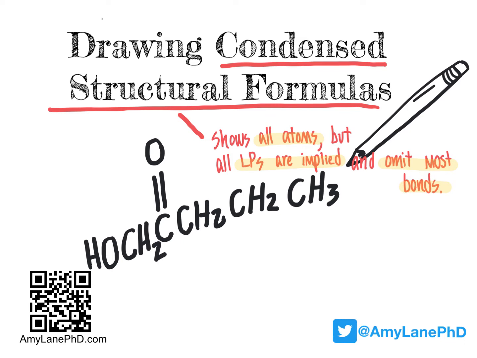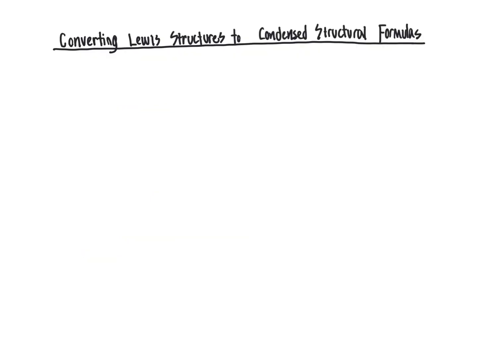So let's go ahead and take a closer look at what the rules are for drawing condensed structural formulas and how we would convert a Lewis structure into a condensed structural formula. We'll dive into some example problems to illustrate the topic of how we convert Lewis structures to condensed structural formulas. And you should be able to convert in either direction. If you were given a condensed structural formula, you should be able to show what the Lewis structure would be that corresponds to that. Or likewise, if you're shown a Lewis structure, you should be able to draw the condensed structural formula that would be equivalent to it.